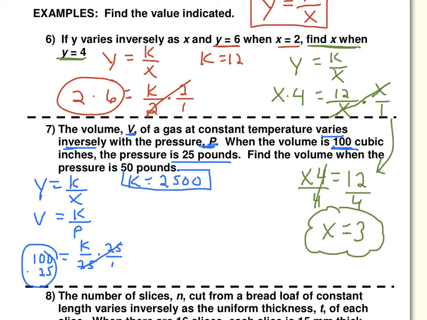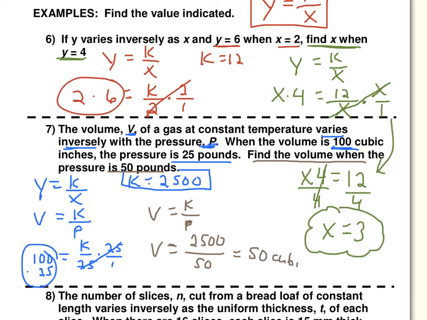Now I need to find the volume when the pressure is 50. So I have my formula, V equals K over P. I'm going to find the volume when the pressure is 50. I'm trying to find V. I know that K is 2,500. I know that the pressure is 50. So that means I just need to divide. And so my answer would be 50 cubic inches. And I know it's cubic inches because the problem, that's what I'm trying to find. And that would be your answer.